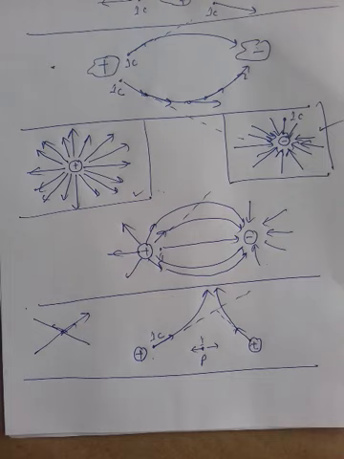Number 2, intersection of electric lines of force is not allowed, as at the point of intersection there are more than one direction of electric field, which is not allowed. At a particular point, there should be only one field.